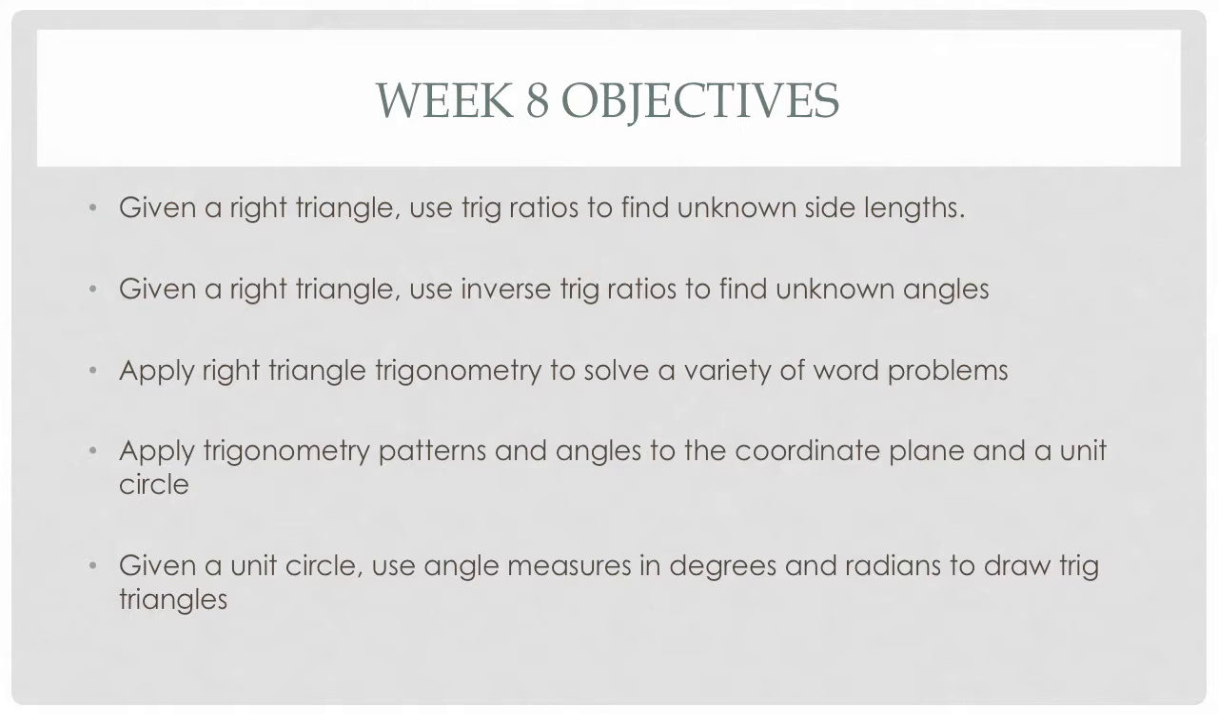For our objectives this week, we're going to be starting everything with trigonometry. If I give you a right triangle, which is a lot of our focus today, use trig ratios to find unknown side lengths, and then use inverse trig ratios to find unknown angles. Apply right triangle trigonometry to solve a variety of problems. This will be a little bit of geometry review for you.